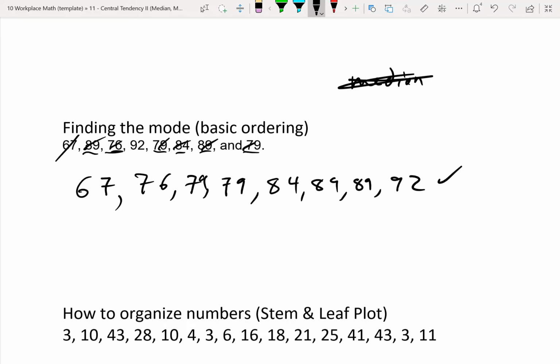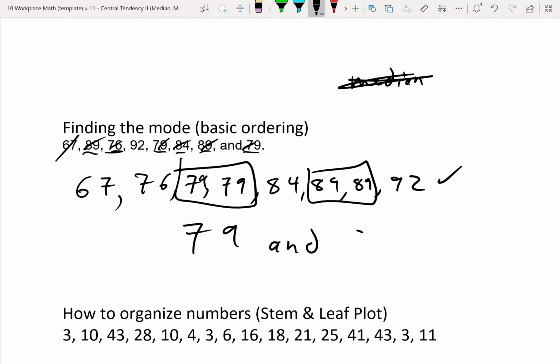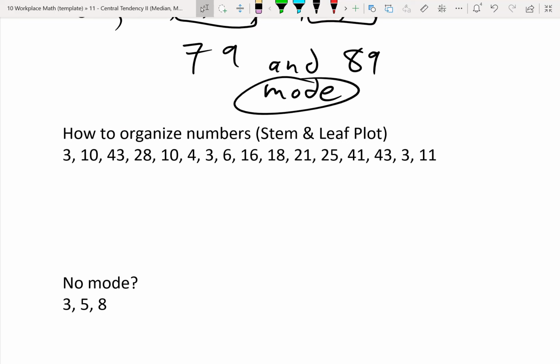Now what we want to say is which one happened the most. 79 had 2, and 89 had 2. So now we're going to say what the mode is. In this case, there were 2 numbers, so 79 and 89 are the mode. Cool. There's another method of how to organize these called a stem and leaf plot.